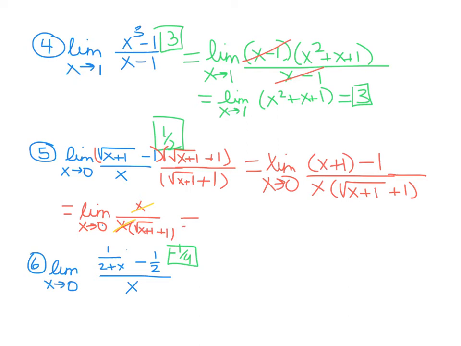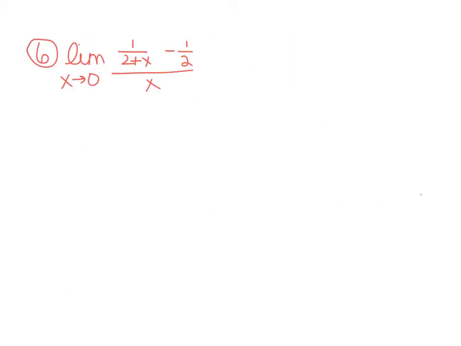Okay, so the final limit is the limit as x approaches 0 of 1 over the square root of x plus 1 plus 1. If I substitute in 0 for x, I do end up getting 1/2. So for question number 6, if you got this one on your own, good job.